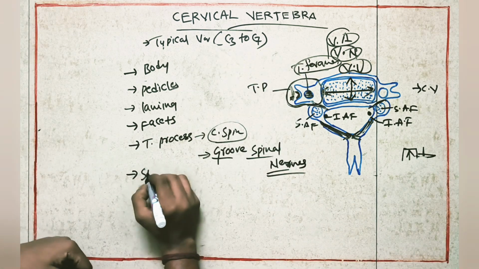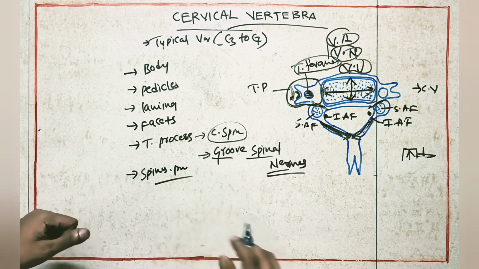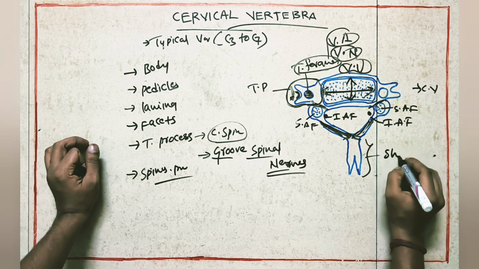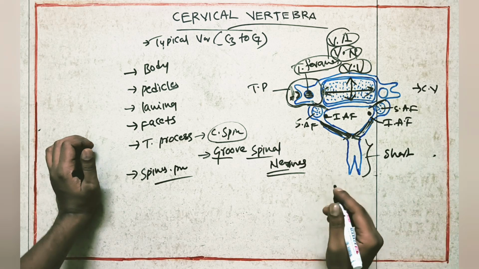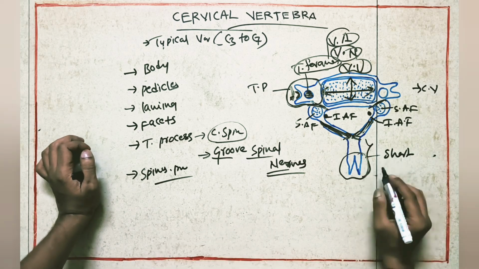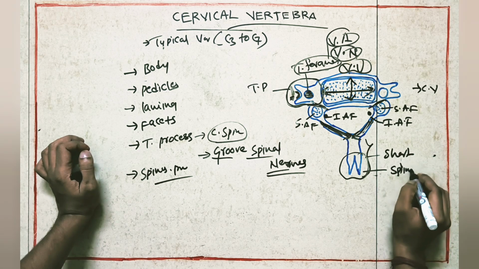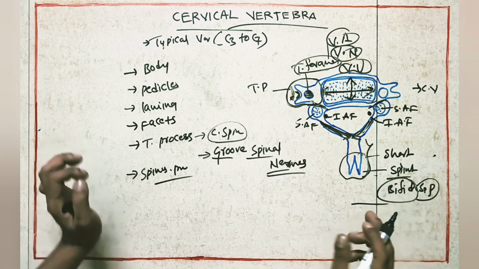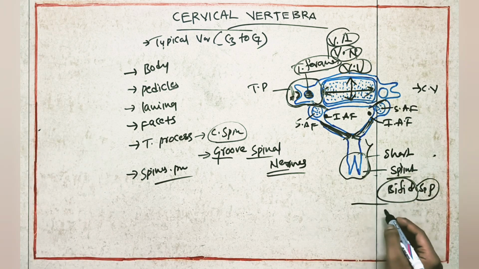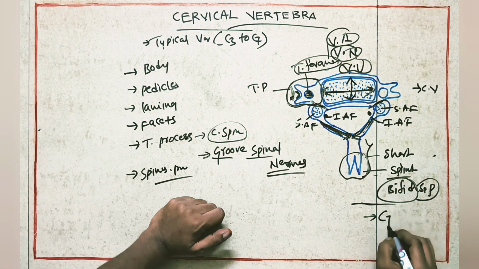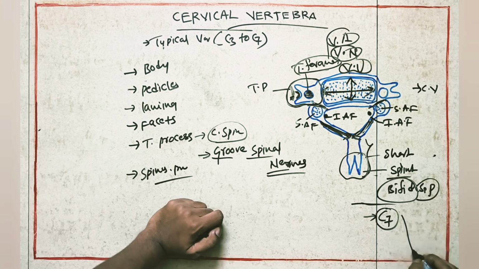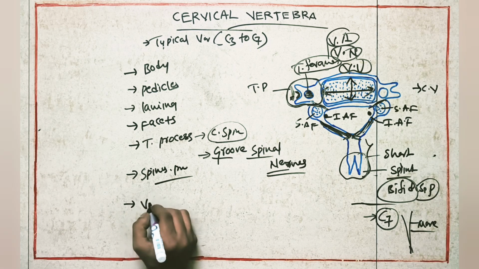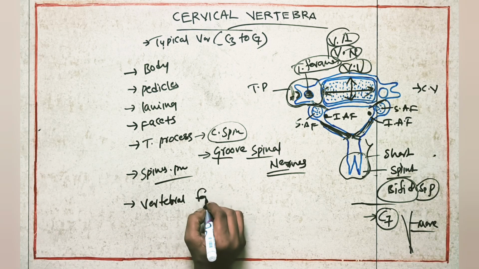And next, the spinous process. The cervical spinous processes are short. At the same time, the end of the spinous process is split into two, which we call a bifid spinous process. We can see this only in the cervical spine. And at the same time, in C7 the spinous process will be longer. Okay, that's one point.